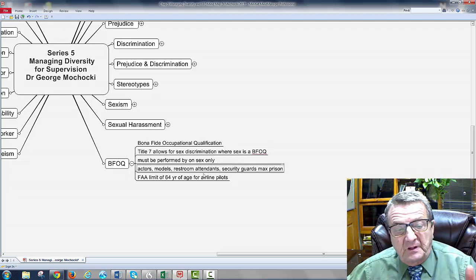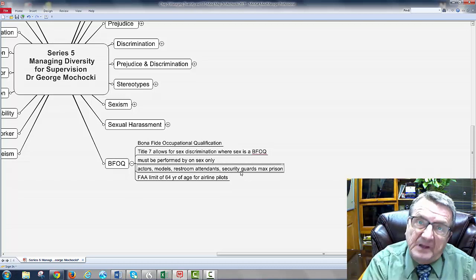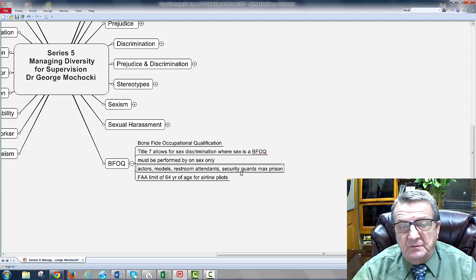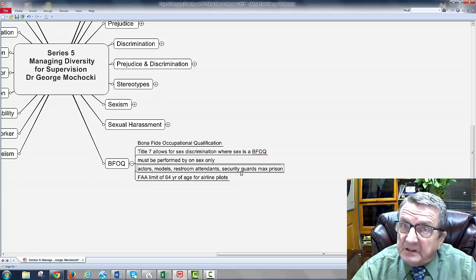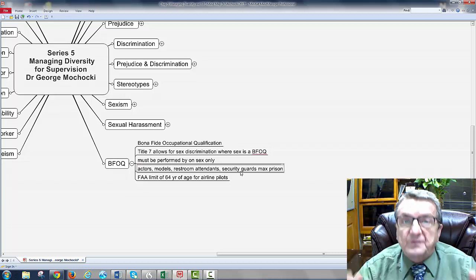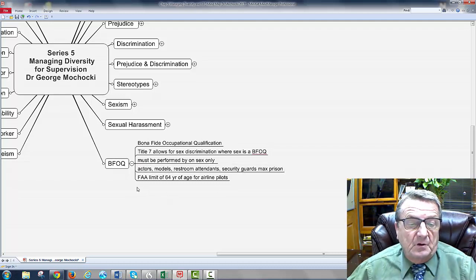Actors, models, restroom attendants, and security guards in maximum security prisons are basically women security guards. Otherwise, you're going to have some sexual harassment cases if they have to forcibly contain a prisoner. Even though there are women and men in those facilities, there's always a woman to make sure that there is no sexual harassment or anything else inappropriate going on there.